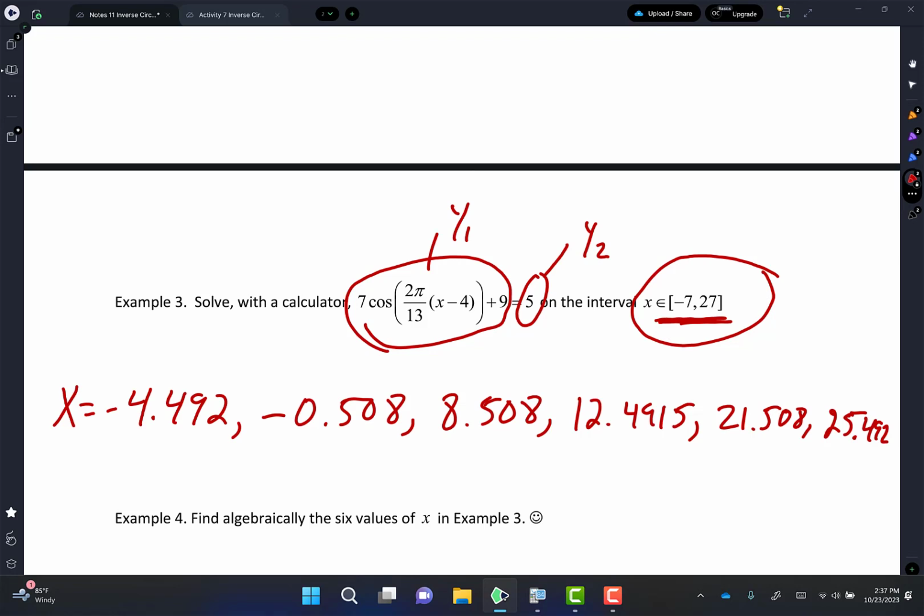Second, calculate. Make sure it doesn't say the word intersect. Enter, and then you scroll to the one you want. And then it needs to say the word intersect. Yeah, it needs to say the word intersect, guys. If it doesn't say the word intersect, you haven't told the calculator to get it.